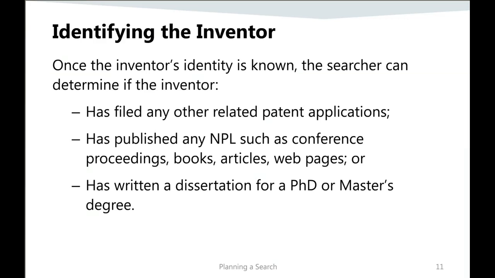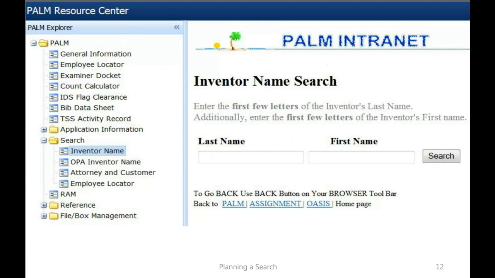The inventors' names can be used to search for other patent documents, non-patent publications, and/or dissertations that may be pertinent to the application being examined. The Patent Application Location and Monitoring System, or PALM, features an inventor name search, which you can use to search for each inventor's domestic patents and applications. Enter at least the first few letters of the inventor's last name, and if needed, enter the first few letters of the inventor's first name to narrow the results.